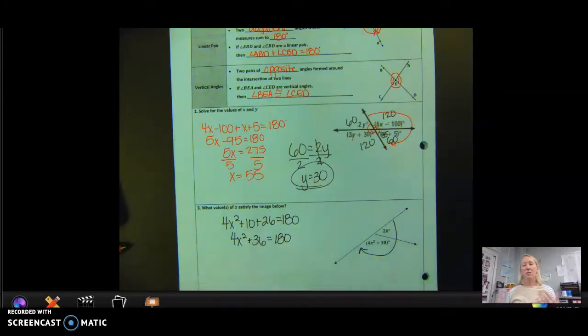So then I'm going to decide what's my easiest way to solve this. Is it square root method? Is it factoring? Or is it quadratic formula? I notice on this guy there's an x squared. There's no regular x. So I should be able to use the square root method.